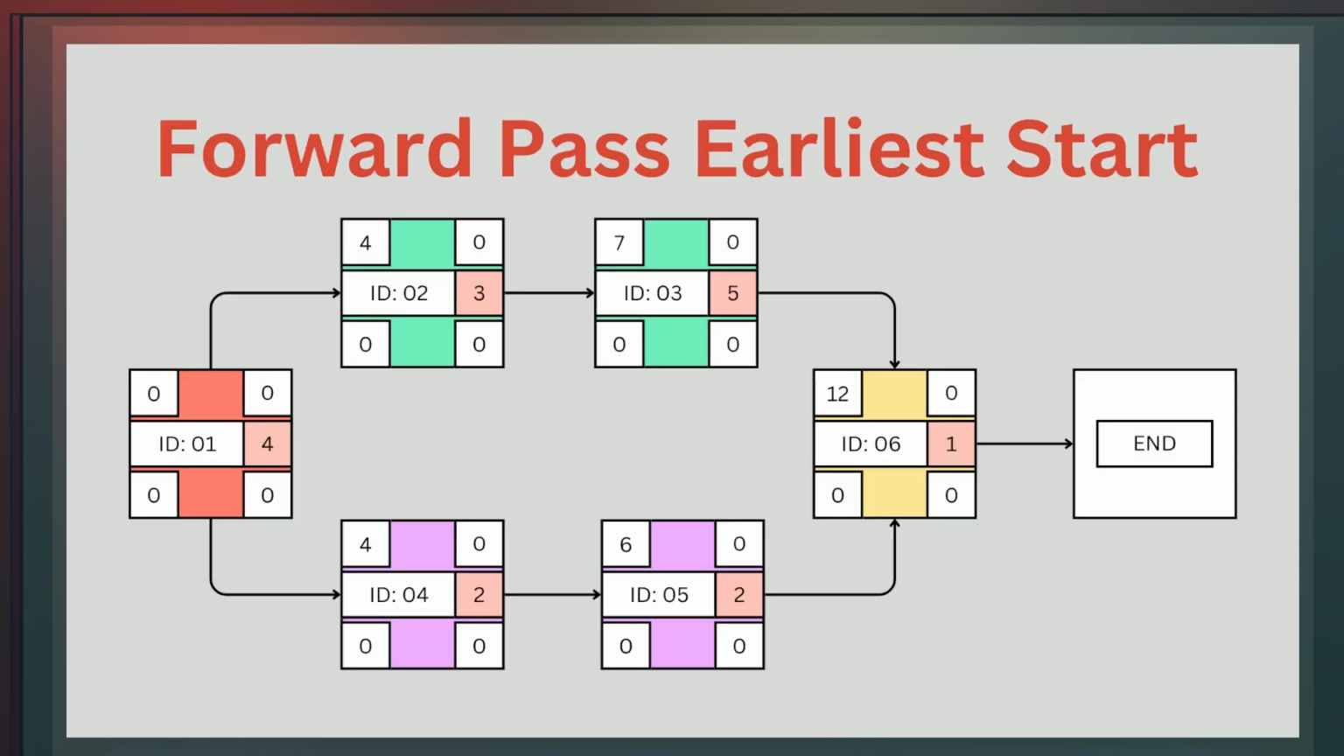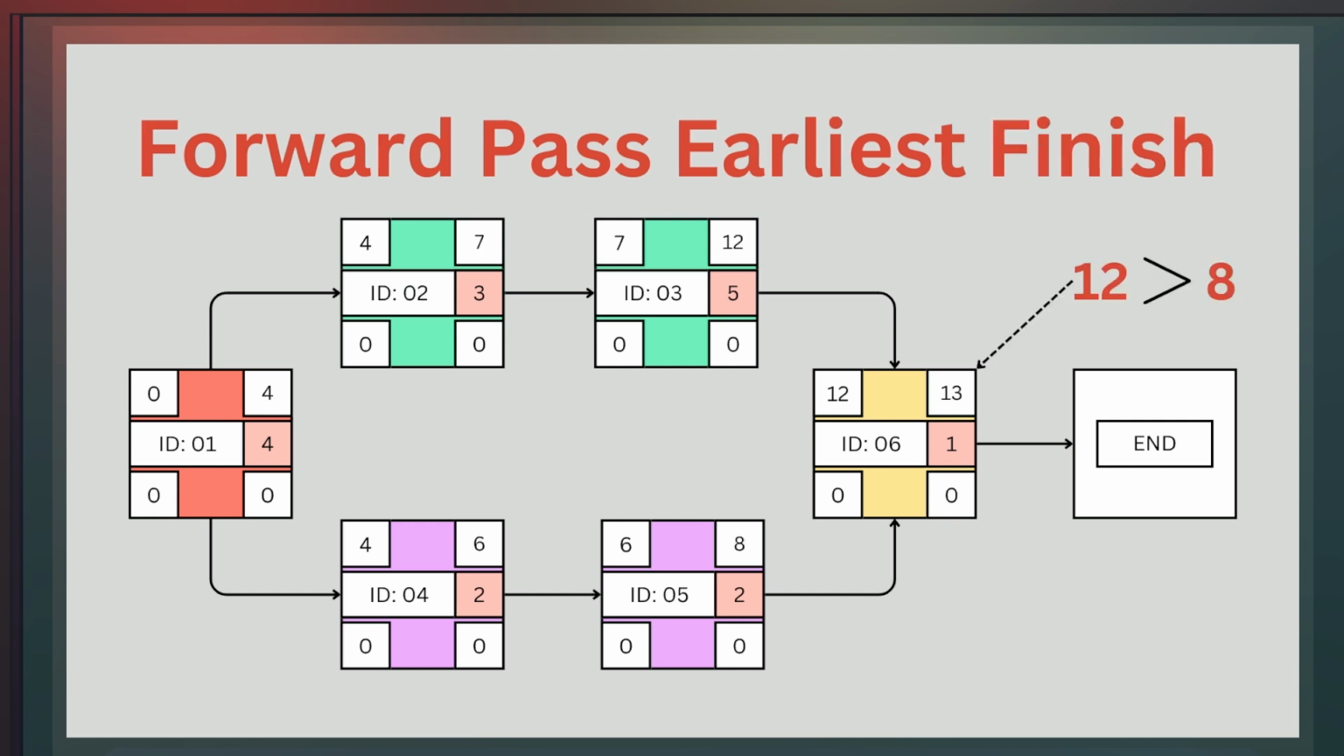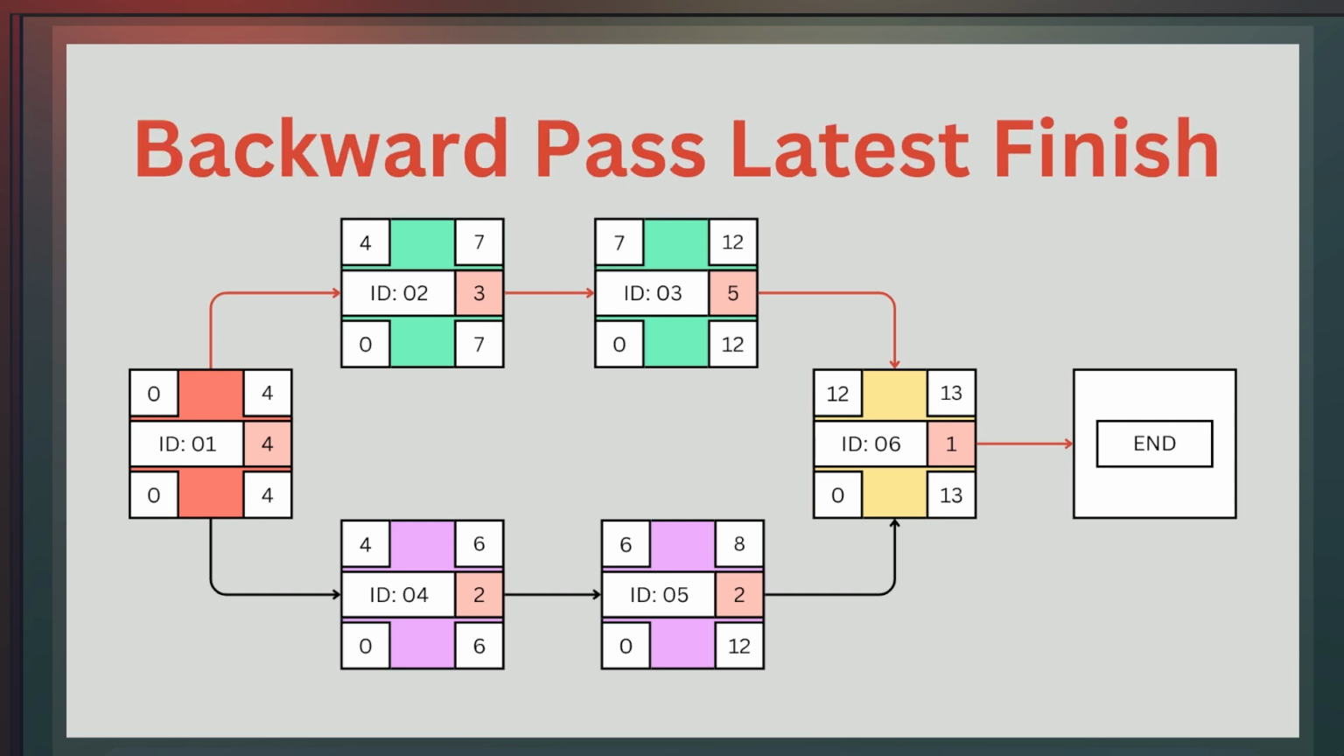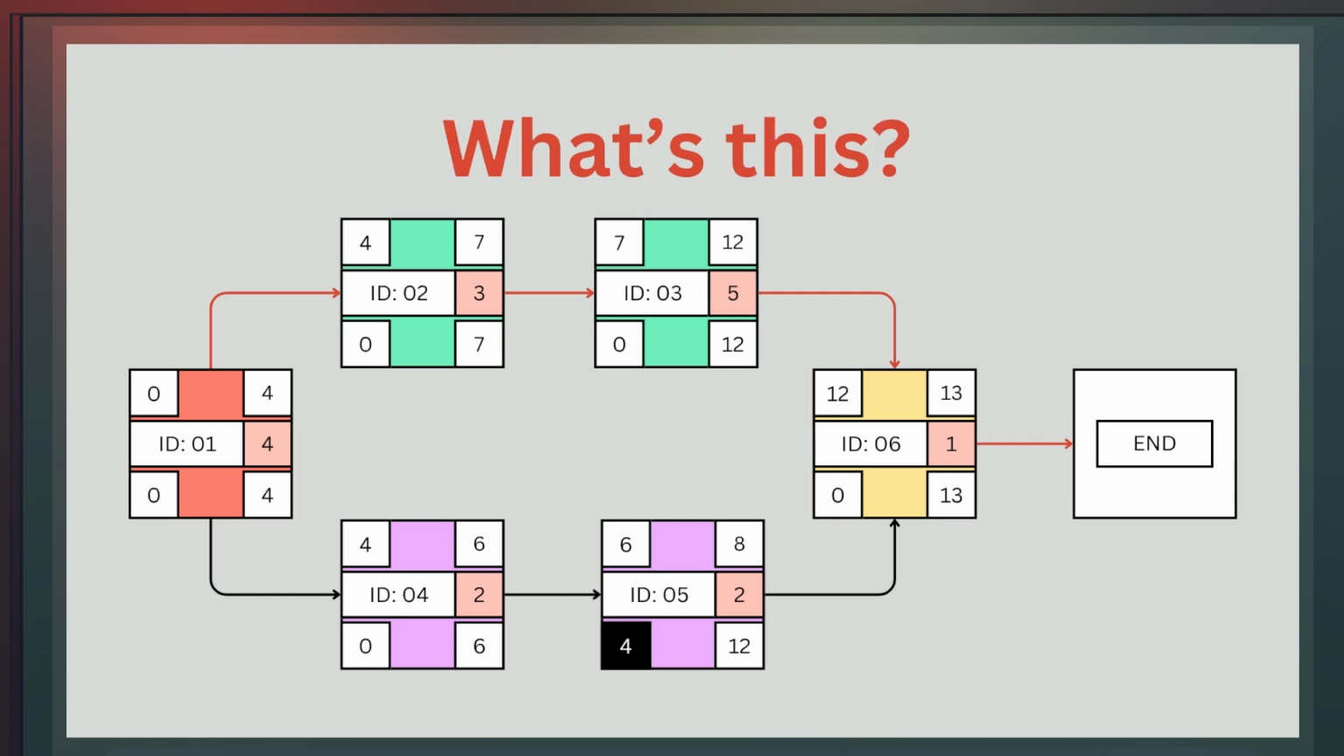Great. So first we do our forward pass with our earliest start, and then we do our forward pass to get the earliest finish. If we look at node ID 6, we have 12 is greater than 8 from ID 3. That goes in, add that 12 to the 1 from ID 6, and we get 13. Now we can identify a critical path, which is the top path, and then we use our backward pass to get our latest finish, and a backward pass to get the latest start.